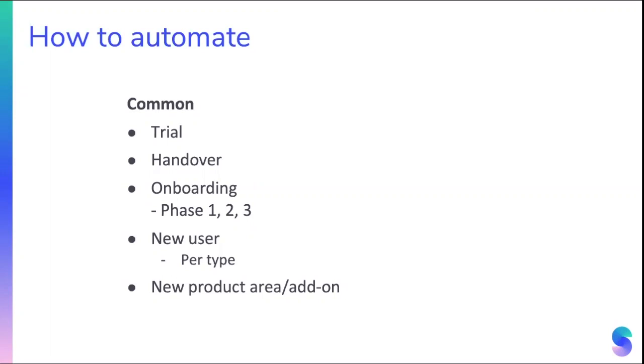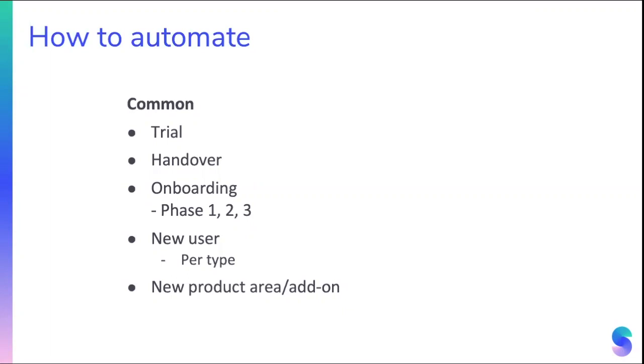Depending on how big your onboarding is and how complicated your tool is, you can split it into phases, so you can have one, two, three phases. A new user is also typically a place where you can automate. New users can be of different kinds, of course, so you can also differentiate between a super user, a stakeholder type of user, or a normal user, or whatever you call it. So those are also good common ways of automating.